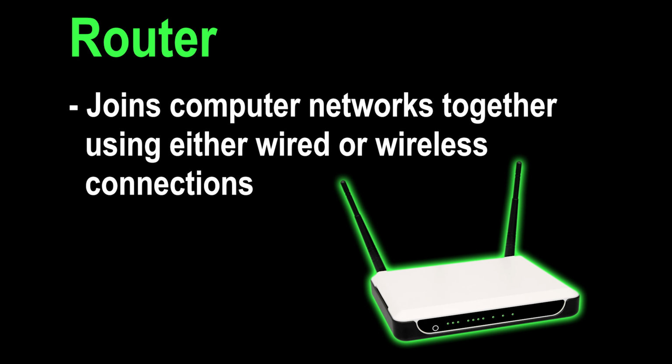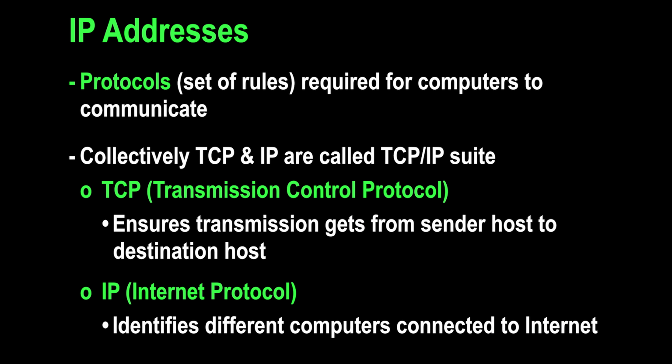A router joins computer networks together using either wired or wireless connections. IP addresses. Protocols are sets of rules and are required for computers to communicate. Collectively, TCP and IP are called the TCP/IP suite. TCP, Transmission Control Protocol, ensures the transmission gets from the sender host to the destination host. IP, Internet Protocol, identifies different computers connected to the Internet.